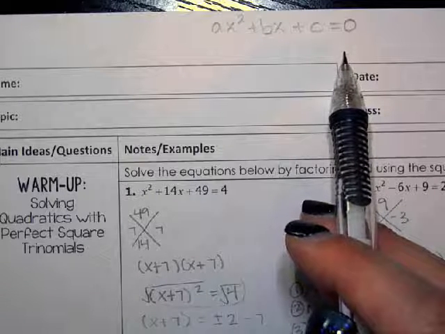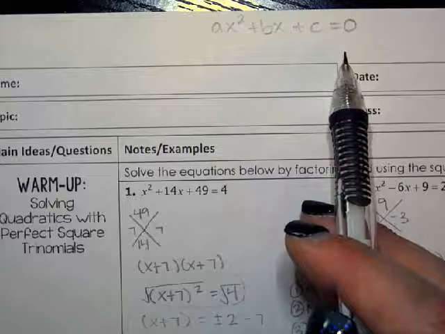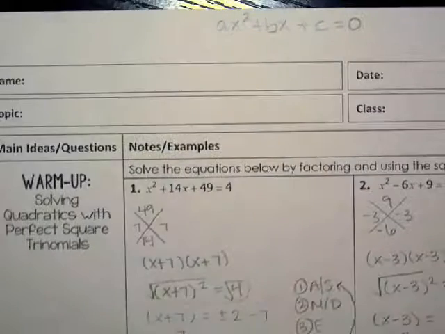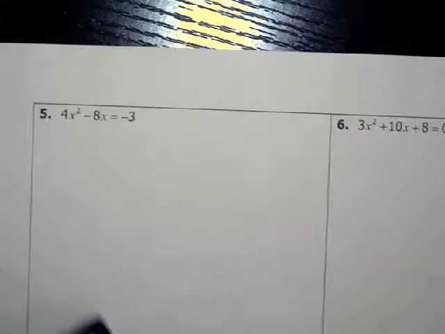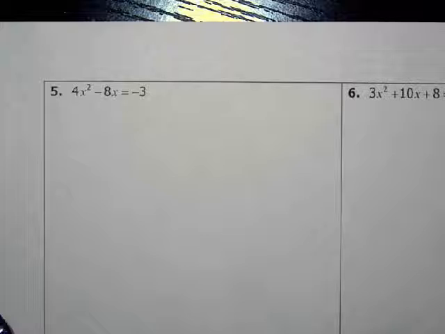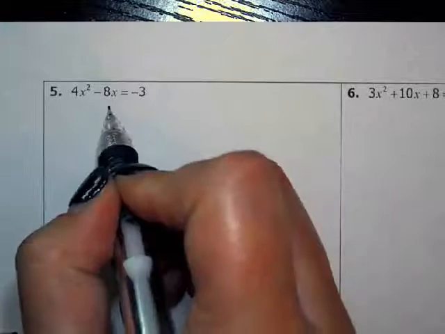Okay. All right, let's do another one. Okay, how should we start this one? Divide by 4. Oh my gosh, we have a fraction. It's okay. We're going to be fine.